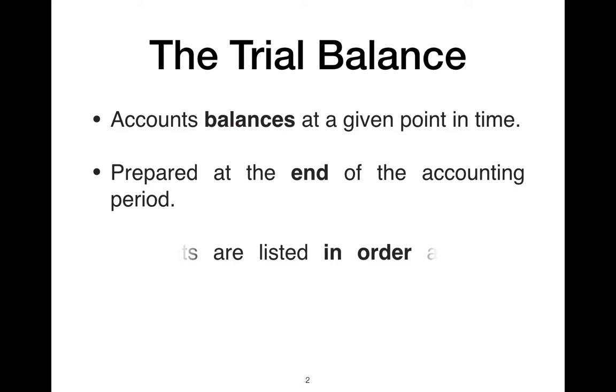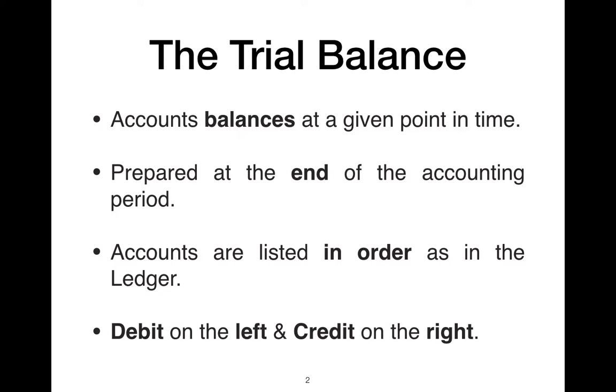The accounts in the trial balance are listed in order as they appear in the ledger. Debit balances appear in the left column and credit balances appear in the right column.